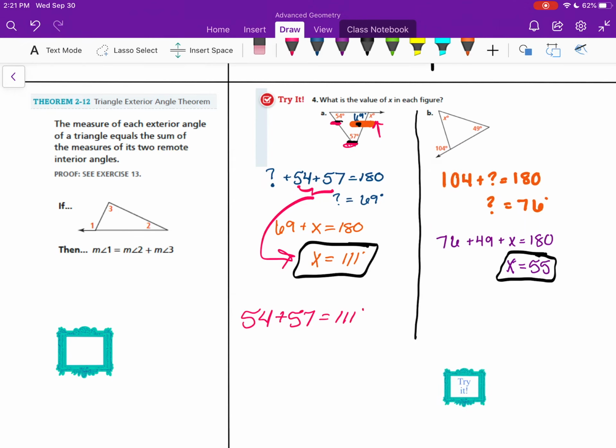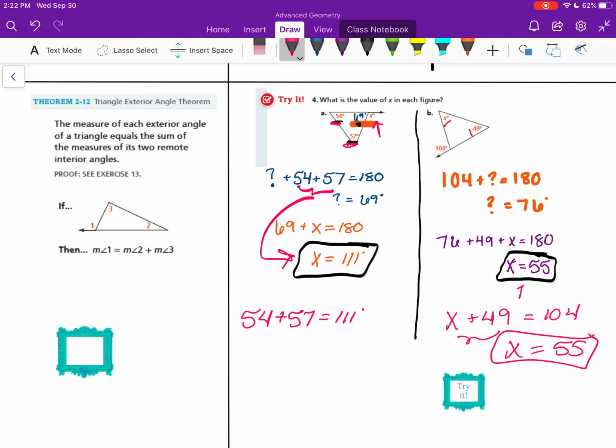And what did you find? There were 2 ways you could have done it. You could have used the 2-step method that we did, or, wait, what do you see? Oh yeah, the interior angle is our variable. So you also could have set it up as x plus 49 equals 104, because the two remote interior angles add to be that exterior angle. And if you subtract 49, 104 minus 49, you end up with 55, which is what the original method also found.